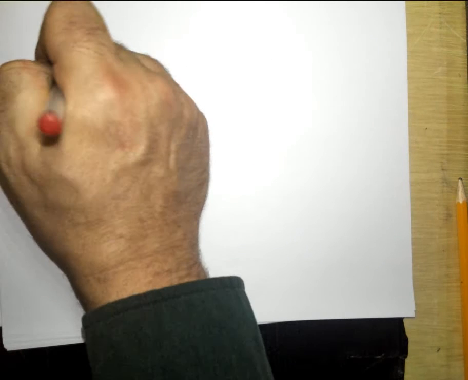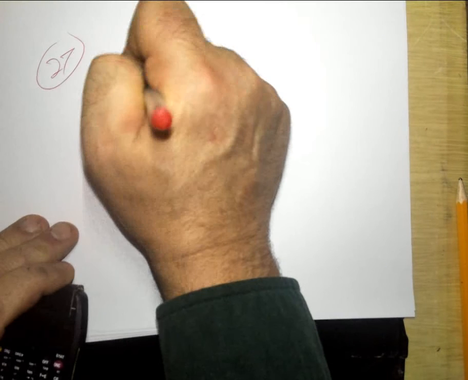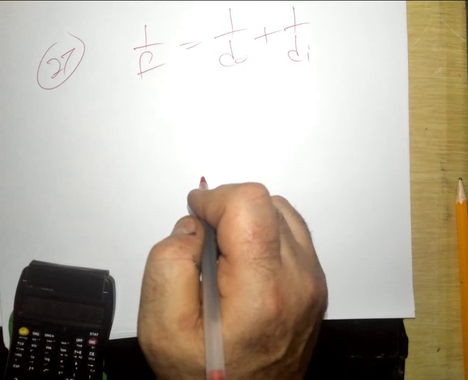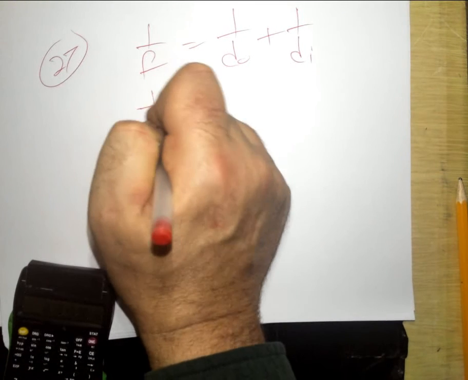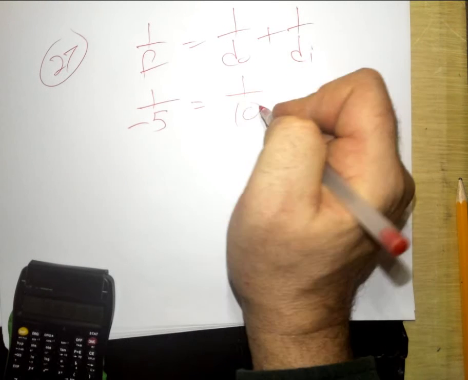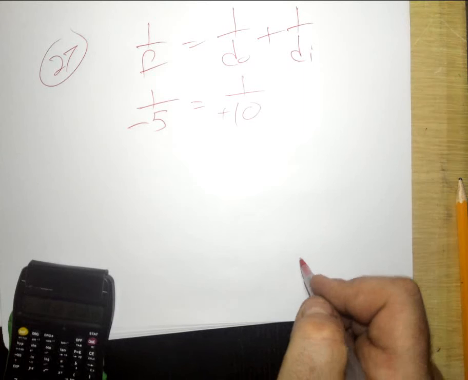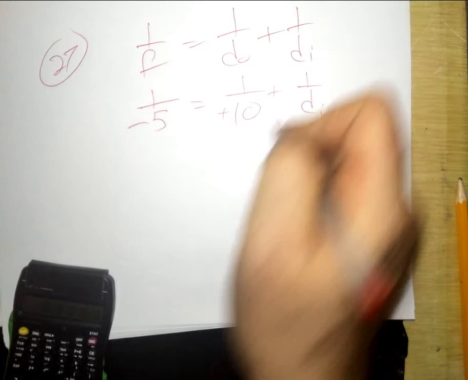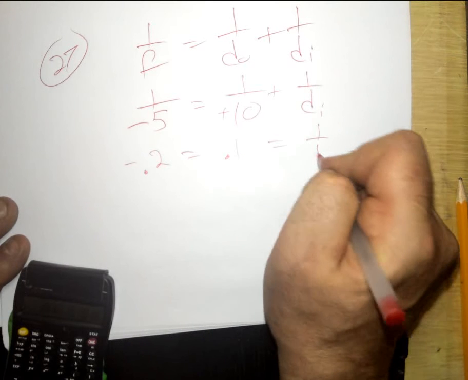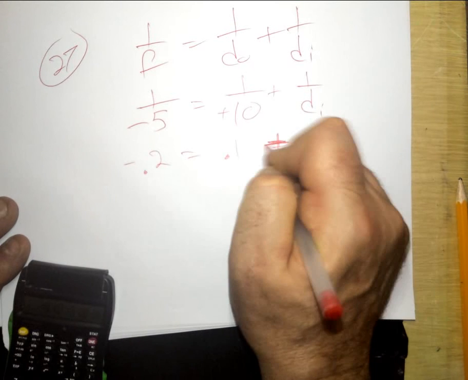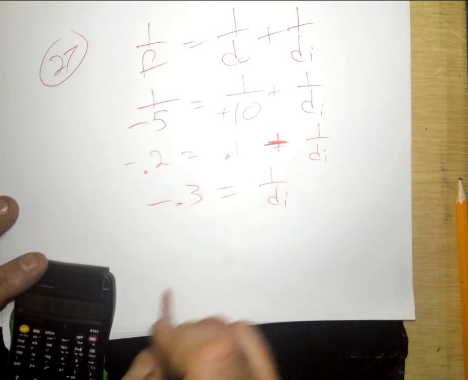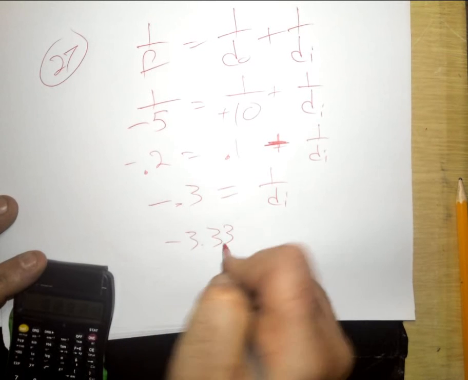Number 27. 1 over F again. For number 27, the focal length is 5, so it's negative 5 on the bottom. Object is placed 10 in front. That's a positive 10. Find the location of the image. So this is negative 0.2, 0.1, negative 0.3. Flip everything upside down, you get negative 3.33 for your DI.